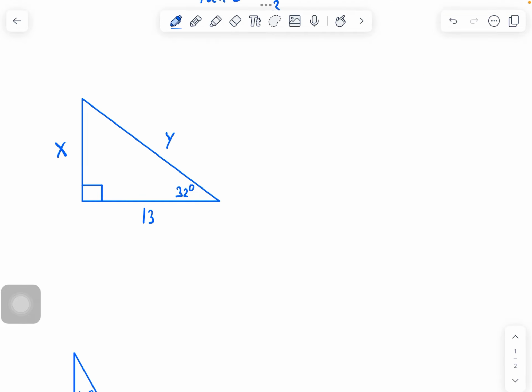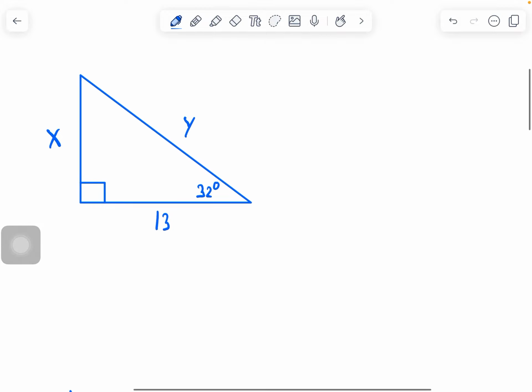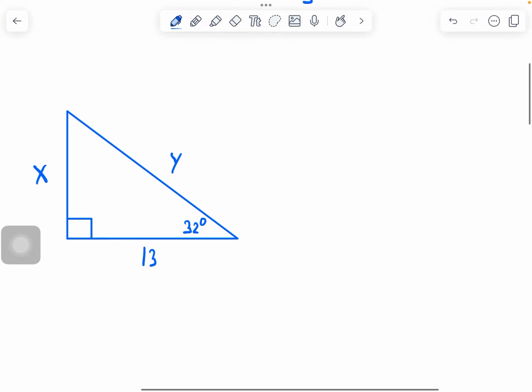Now, the purpose of why we teach you the ratios with trig, the sine, cosine, tangent, the main application is to find missing values on a right triangle. So here, notice how we know an angle of 32 degrees. We also know this side of 13, but we're missing these two sides. And we can't find them using other methods like the Pythagorean theorem, because you need multiple sides in order to utilize that. So instead, we're going to use trig.